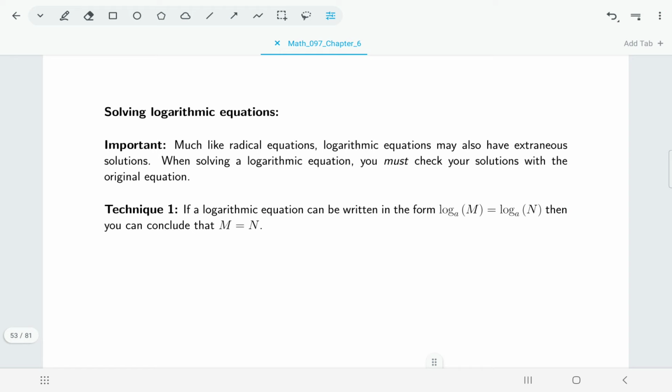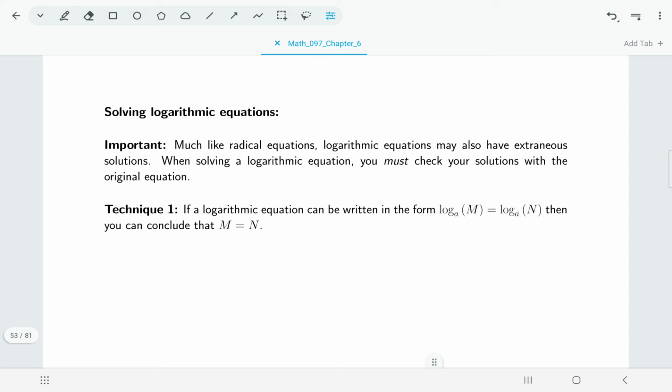Welcome back. In the next part of this section, we're going to start talking about solving logarithmic equations. And same thing as before with the exponential ones, I'm going to start with the easier ones and then work my way up to more complicated problems. There is one plot twist here.